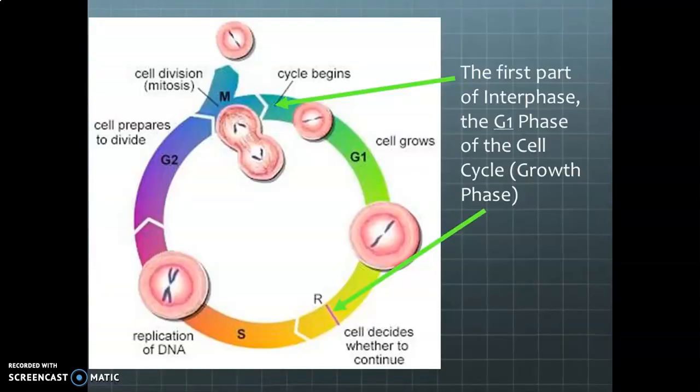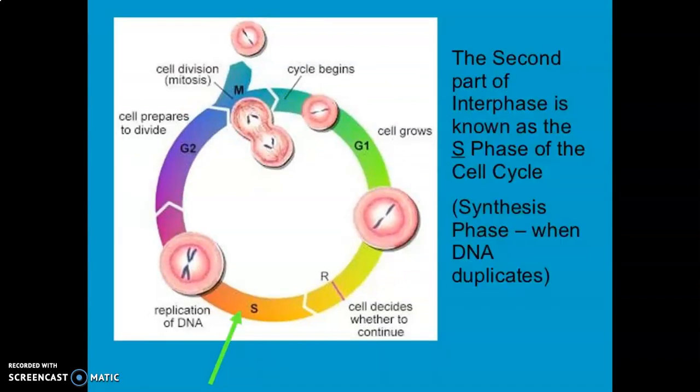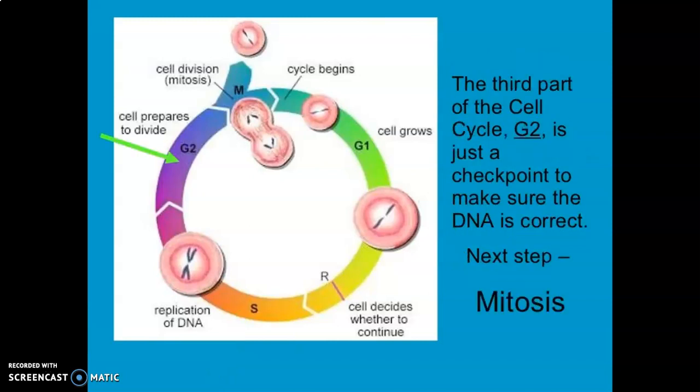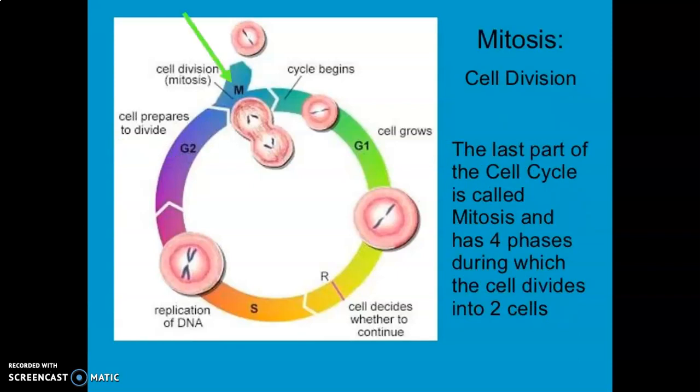The first part of interphase is the G1 phase of the cell cycle, or growth phase. Another part is known as the S phase of the cell cycle, the synthesis phase, when DNA duplicates. Next in the cycle is G2. G2 is just a checkpoint to make sure the DNA is correct. And the last part of the cell cycle is called mitosis, which has four phases during which the cell divides into two cells.